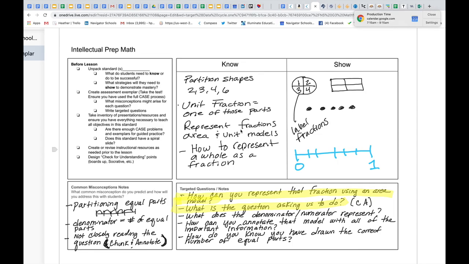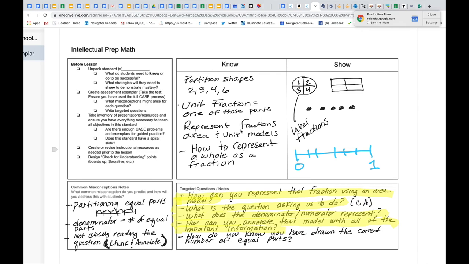What does the denominator or the numerator represent? How can you annotate that model with all of the important information? So a student may have drawn the model correctly, but they need to explain their thinking through annotating the model. This is really going to help when I sit down and look at student work later, to help me point out where the thinking broke down if they were unable to prove mastery on the standard.